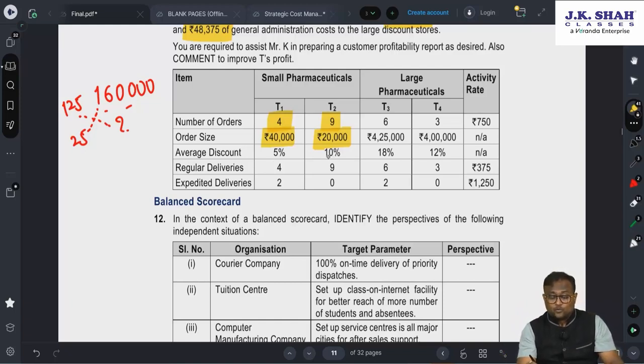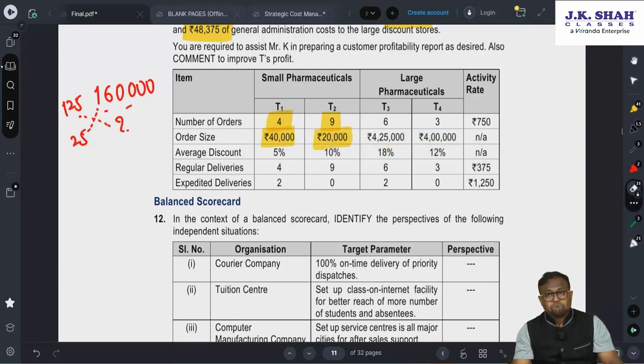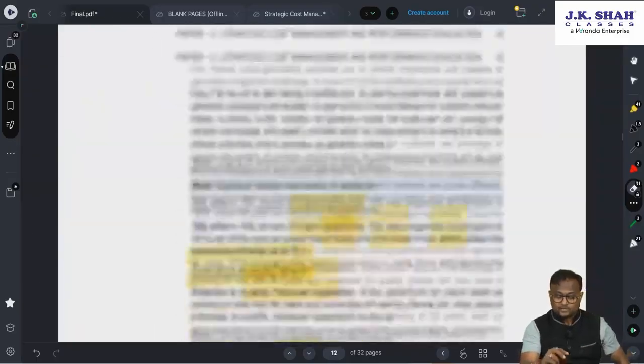5% of sales figure will be given as a discount, and then I have 375 into 4, 375 into 9, 375 into 6, 375 into 3 as my cost allocated based on cost drivers. Again, 1250 into 2 will be another cost to be deducted, and once you deduct that, you will be getting the profit. See how we have calculated it.